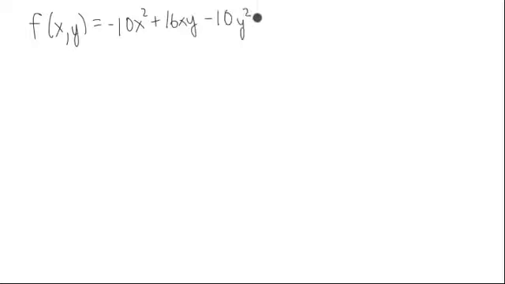Powell. Let's take a look at an optimization problem in figuring out where a surface has a maximum or a minimum. So let's look at an example here. Negative 10x squared plus 16xy minus 10y squared minus 52x plus 56y minus 78.